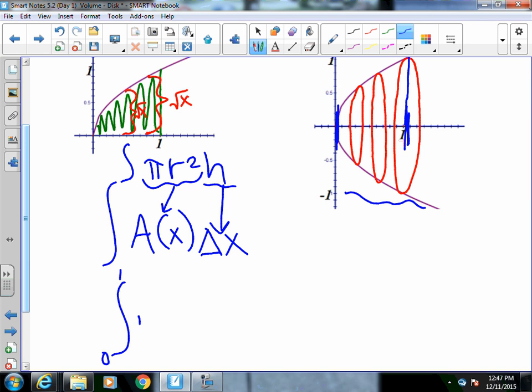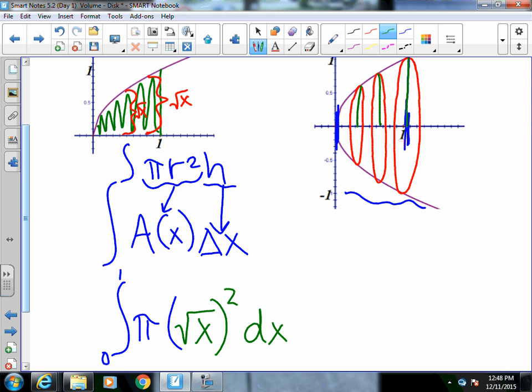And pi is in our equation. Our radius is, I'm going to grab another color, this distance, or this distance, or this distance. What expression represents that distance every single time, no matter which cut disk we're talking about? Well, it's radical x, because that's our equation. That's the distance from the x-axis to that function. And dx is our height.